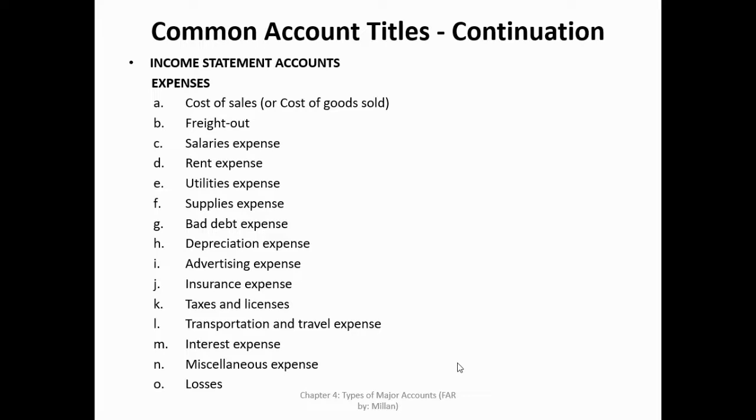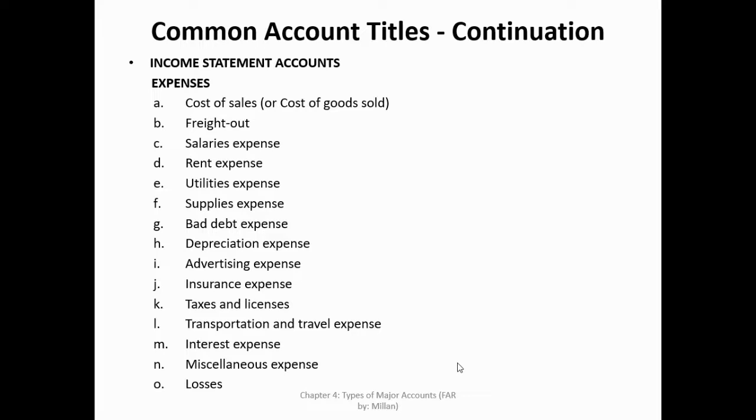Next is the supplies expense. So this represents the cost of supplies that have been used during the period. Next is the bad debt expense. This is the amount of estimated losses from uncollectible accounts receivable during the period. So other term for this is doubtful account expense.